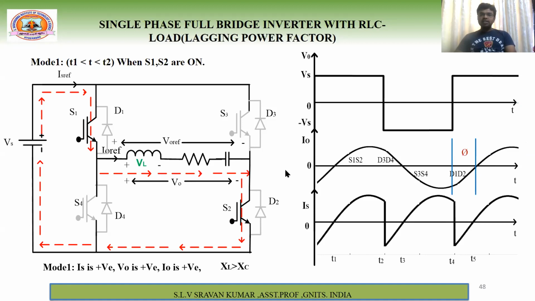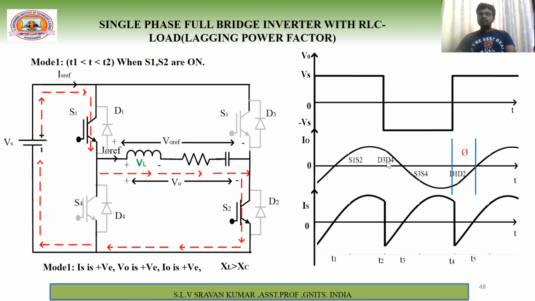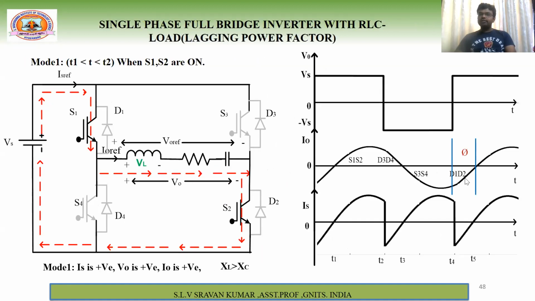Whatever the triggering sequence, see here S1, S2, D3, D4. Here also S1, S2, D3, D4. Next S3, S4, D1, D2. Here also S3, S4, D1, D2. What is this phi? It's the power factor angle, so it's the cosine of the angle difference between the voltage and current. See, voltage starts here and reaches 0 here, and the current reaches 0 here. So some phase shift is there. That phase shift is this phi, the angle difference between voltage and current.